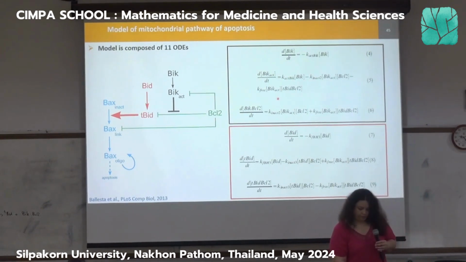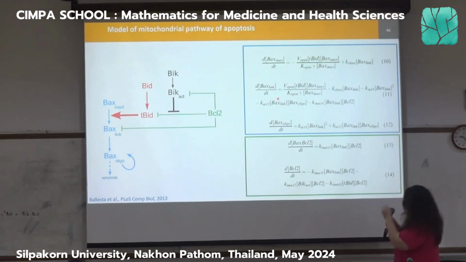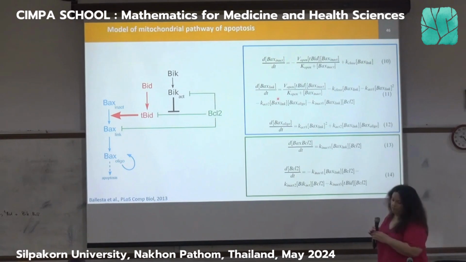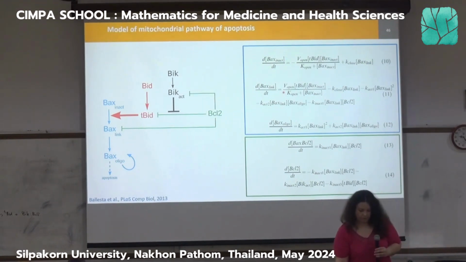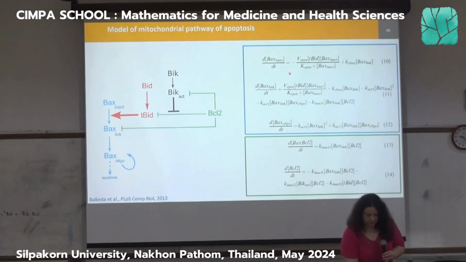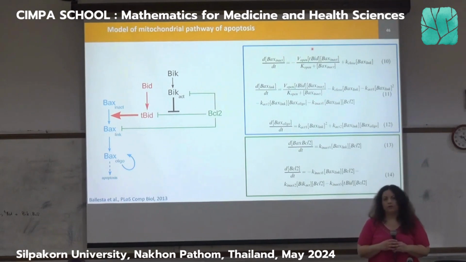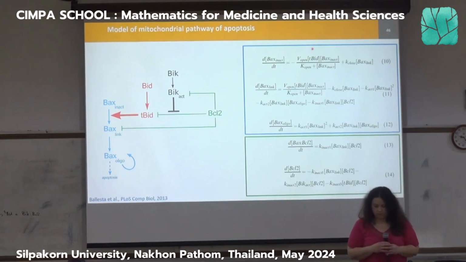Now for BAX and BCL2, these are the equations. Maybe I can comment a bit more about BAX. The activation of BAX follows the Michaelis-Menten term, the second one here. In this case, we have assumed that tBID acts as an enzyme. As you can see here, tBID is at the place of E, and then you have the Michaelis-Menten term, great.